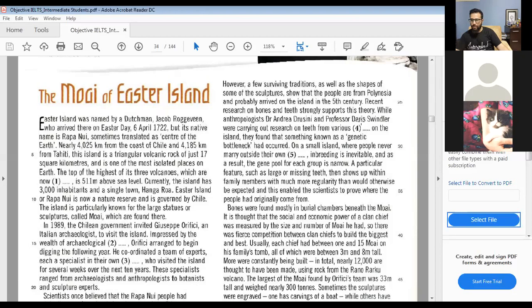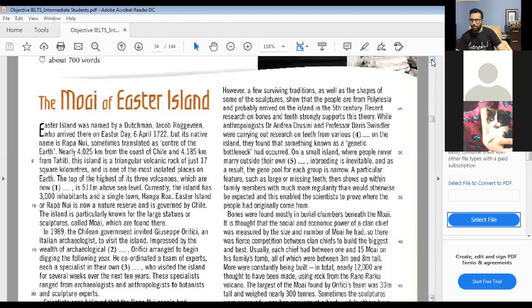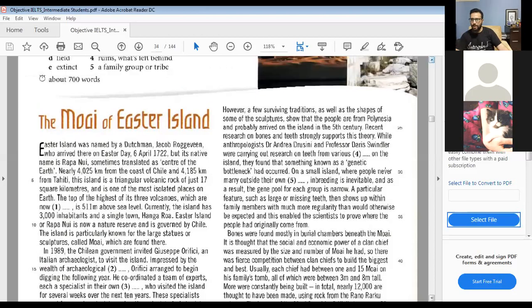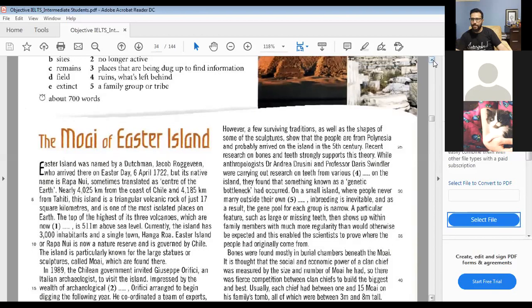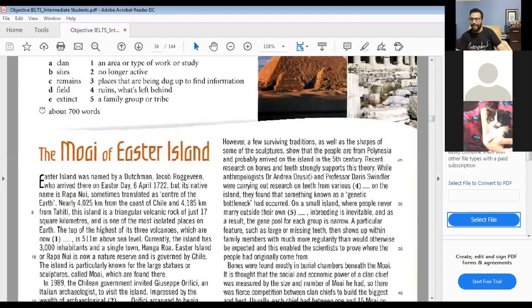Now, number 4, can you see number 4 at the top right? Okay, so number 4 here, it's remains, R-E-M-A-I-N-S, remains, various remains. All right, and number 5, this is the last word, clan. Sorry, it's not plural. C-L-A-N, clan.